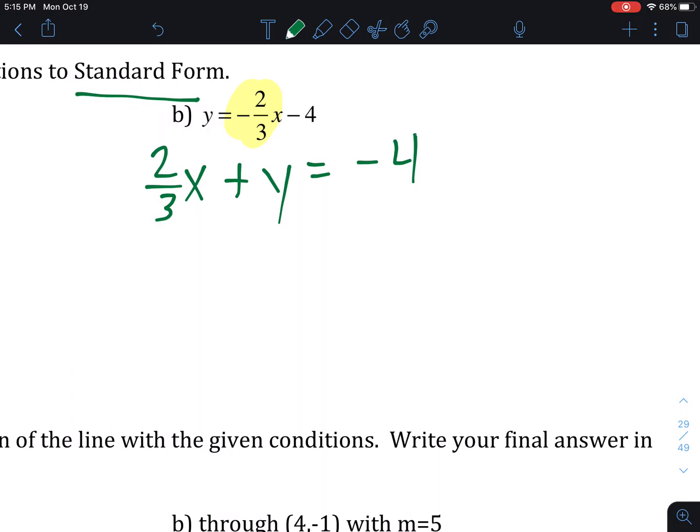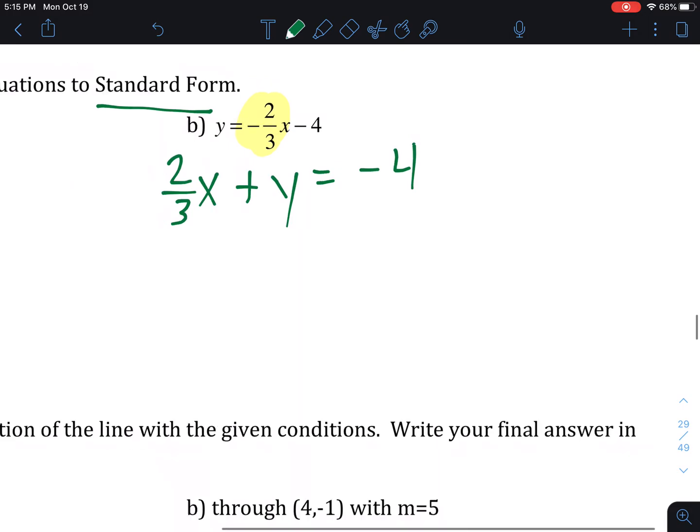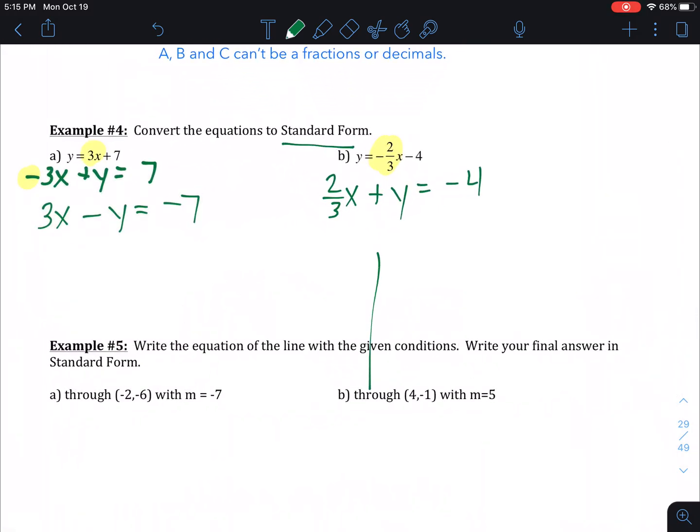Now, this is almost in standard form. A lot of people accidentally leave this for me on a test or homework, and I do have to take off a point. The rules above, right on the top of the page, you can see in blue, say a, b, and c can't be fractions. So, how do we get rid of the fraction here?